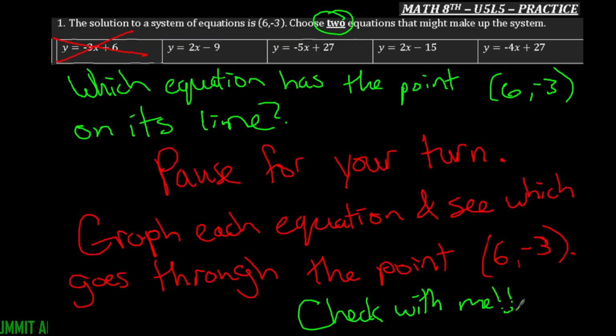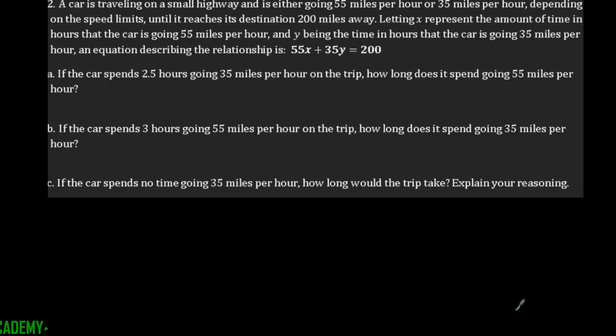Okay, moving on. It says a car is traveling on a small highway and is either going 55 miles per hour or 35 miles per hour, depending on the speed limits, until it reaches its destination, which is 200 miles away. It's like you're traveling on the highway or on some back roads. Let x represent the amount of time in hours that the car was going 55 miles per hour, and let y be the time in hours that the car is going 35 miles per hour.